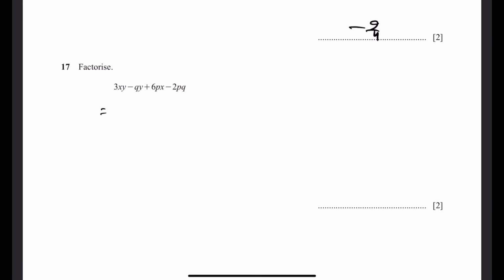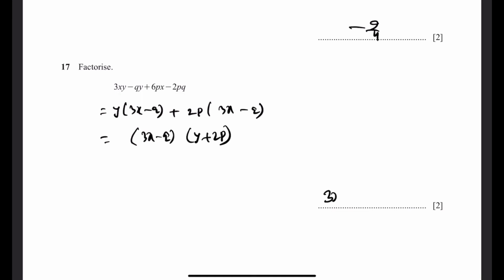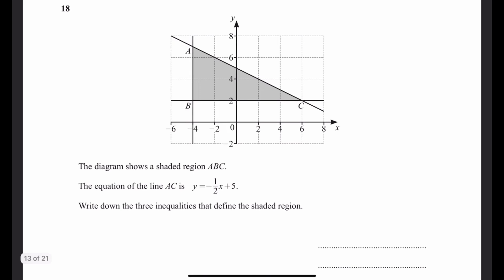This is a very simple case. y is common, 3x minus q, and then 2p is common, so 3x minus q. So your final answer becomes (3x minus q)(y plus 2p). It is question 18.